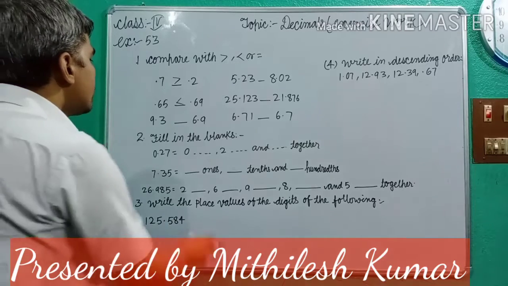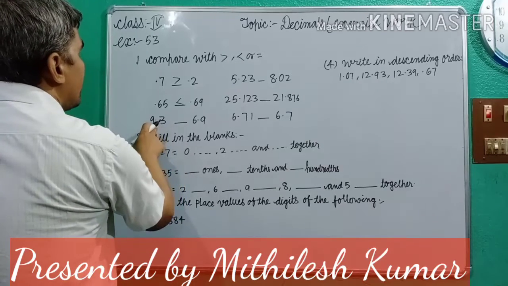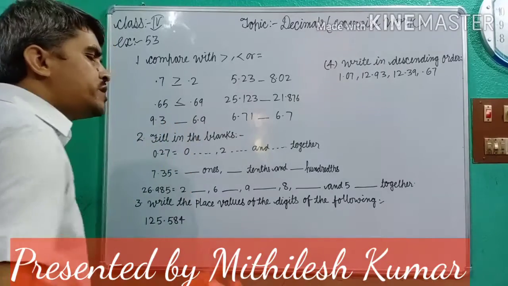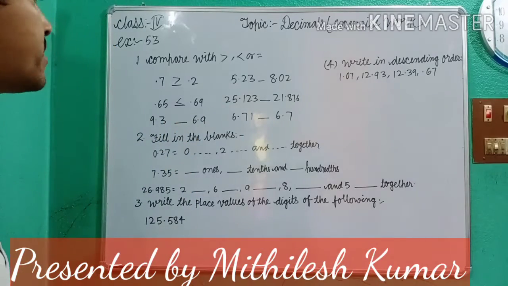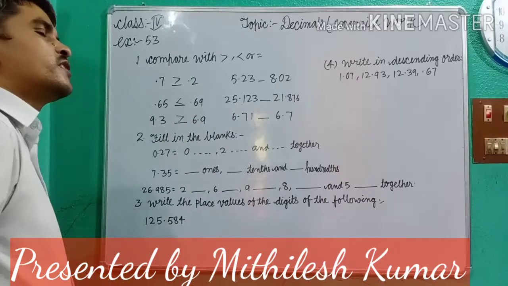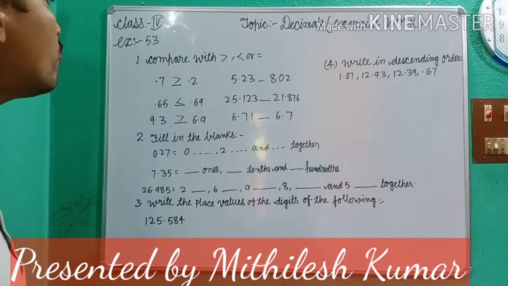Now, dear students, you watch here. In the whole part, here 9. In the whole part, here 6. Which is greater? 9 is greater, so 9.3 is greater than 6.9. In this way, you find out.